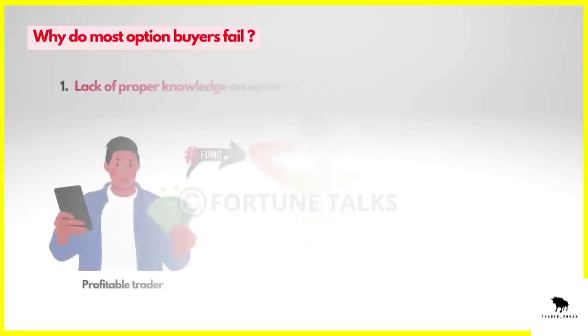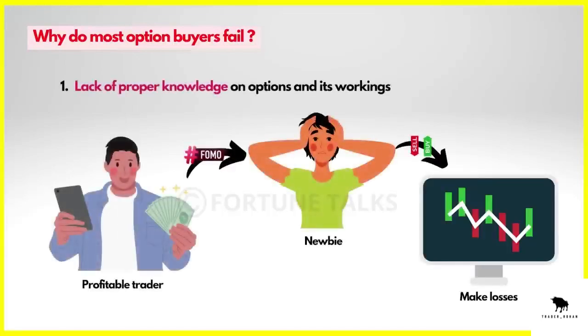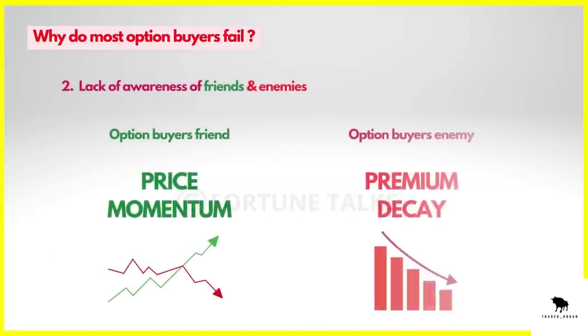The first and foremost reason is the lack of proper knowledge about the world of options. When you see someone making a killing out of the market, making lakhs and crores within days or weeks, you instantly get the fear of missing out, and you step into the market with hard-earned money only to see it burn. The second reason is the lack of awareness of who your friend and enemy is. See, when you are an option buyer, momentum is your friend and premium decay due to theta is your enemy.